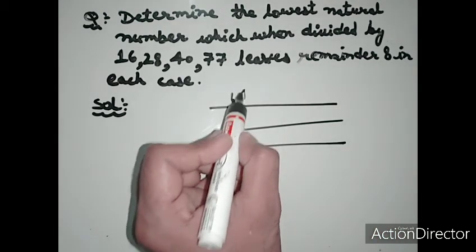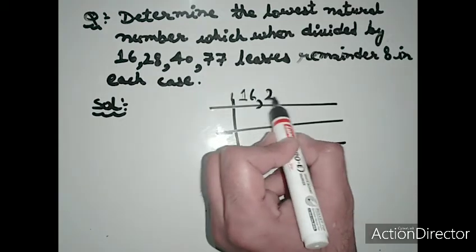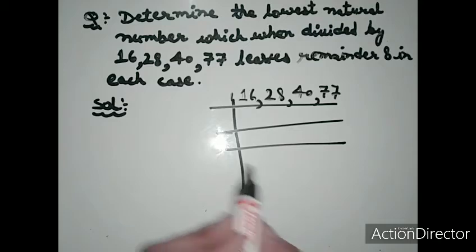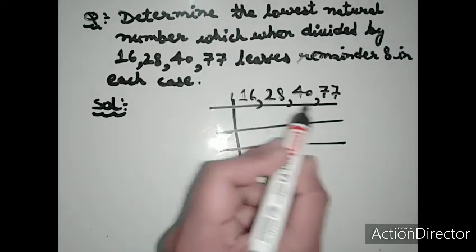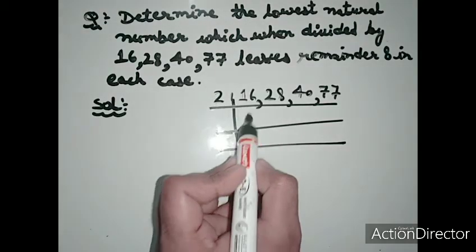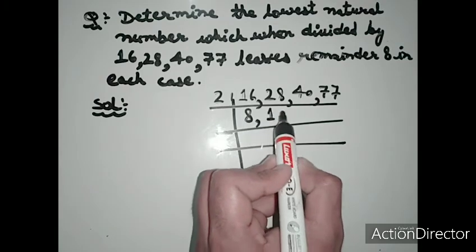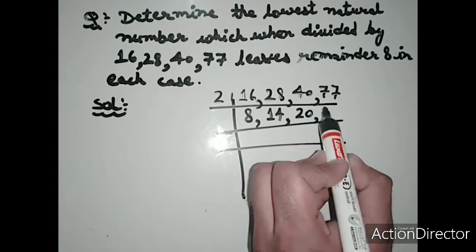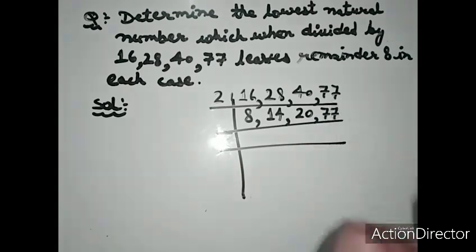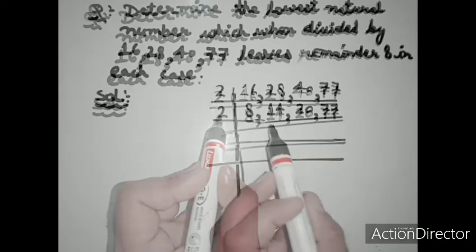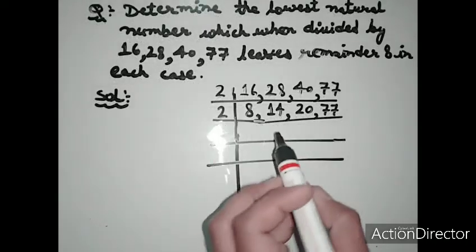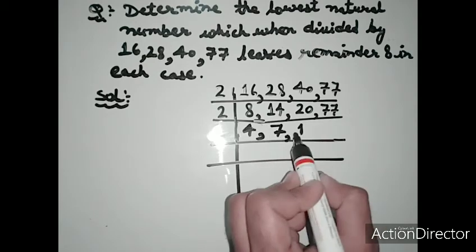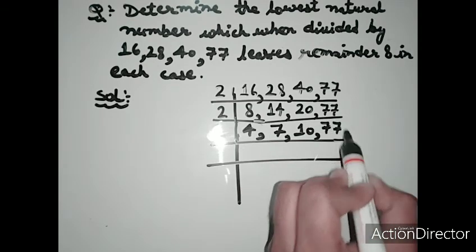Okay, so now here we write 16, 28, 40 and 77. Now we divide these numbers by 2. 2 8s are 16, 2 14s are 28, 2 20s are 40, and we write 77 as it is, because 77 is not divisible by 2. Now divide again by 2. We get 8, 14 and 20, and write 77 as it is.